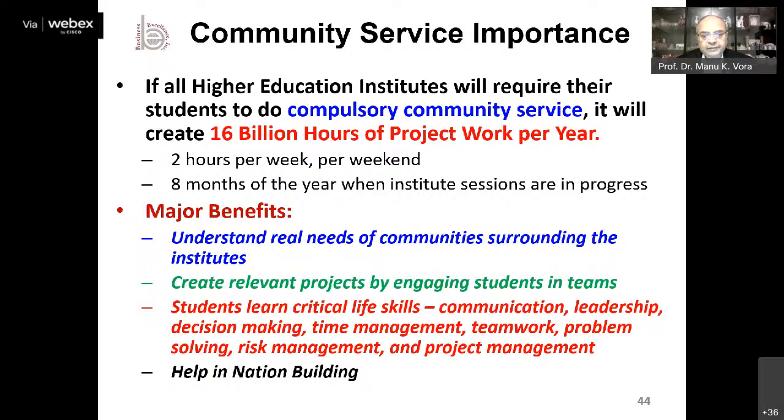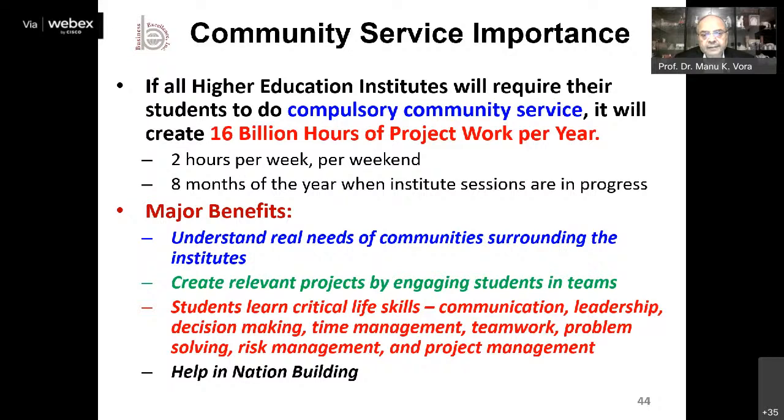So, what are the major benefits? They will understand the real needs of the community surrounding the institutes. They create relevant projects, and they start understanding how the project can be done successfully. They pick up the lifelong critical skills such as communication, leadership, decision making, time management, teamwork, problem solving, risk management, project management, taking initiatives, working with adults, and managing the time. And ultimately, it will help in nation building. So this is one of the components.